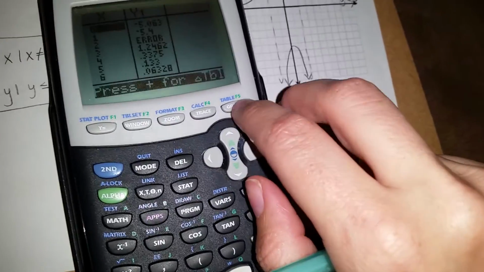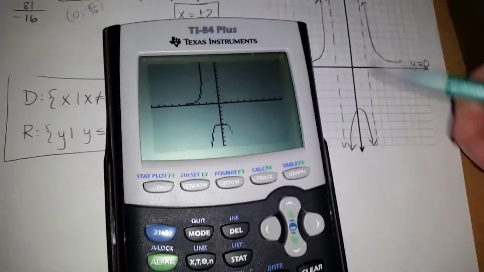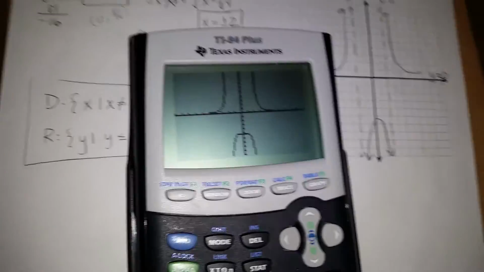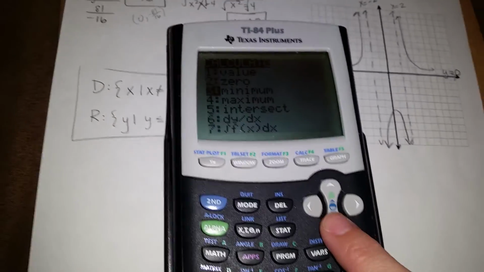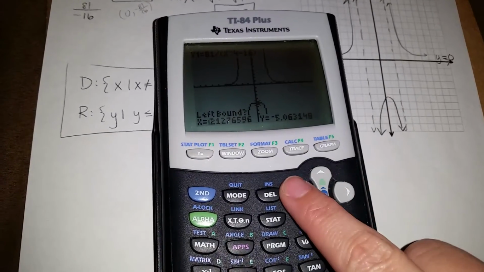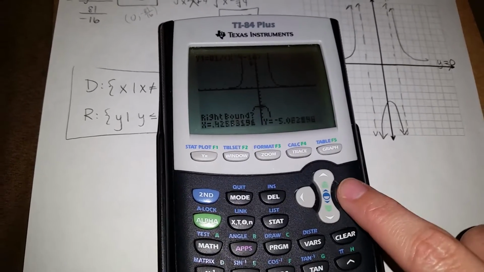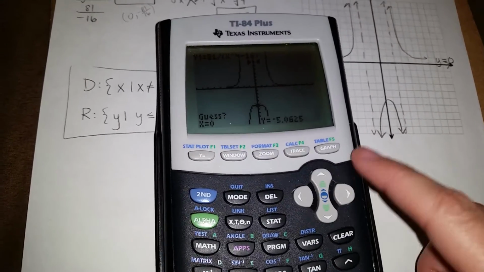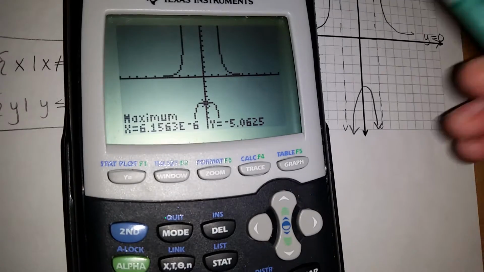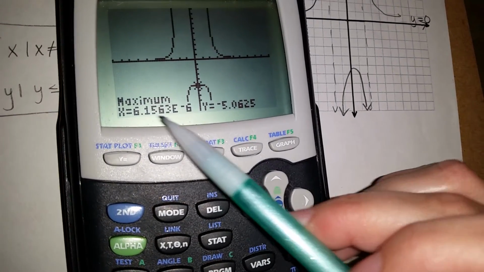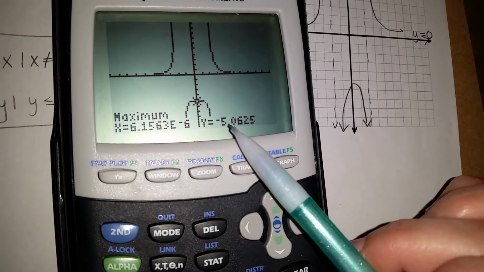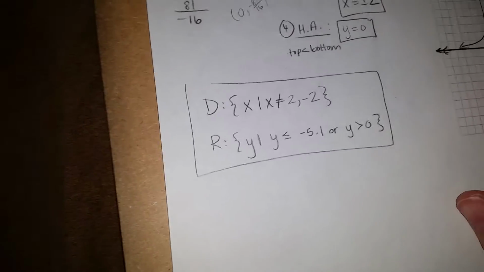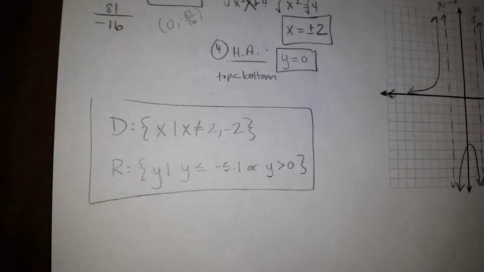And then when you have your graph, because this is a parabola, I'm going to find my maximum because that's going to be part of my range. So I'm going to go to second calc, go to my maximum, and I'm going to go to the left, go to the right, and then try to get right on my maximum there. Okay, so my maximum value, remember this means x is 0, but you aren't even going to worry about that because range is going to be with your y's. So it's at negative 5.06. And I'm going to round that to the nearest tenth.